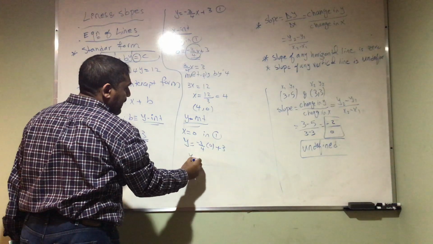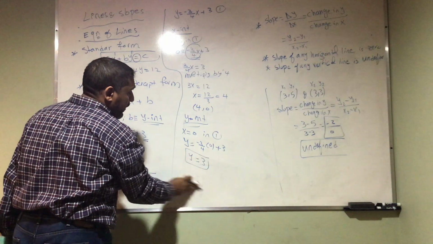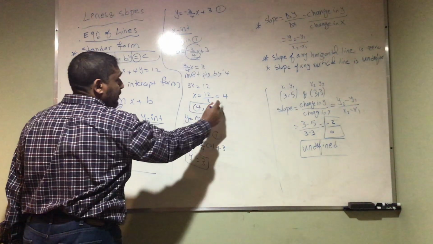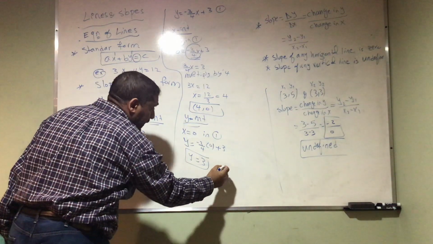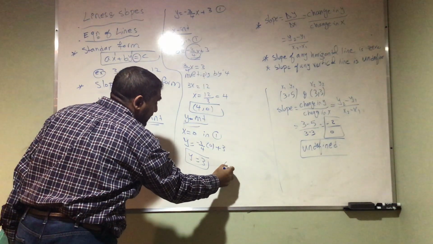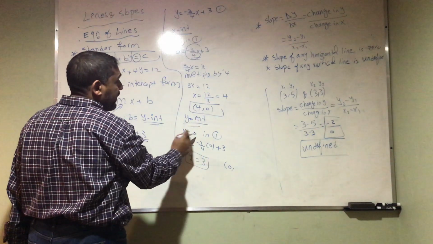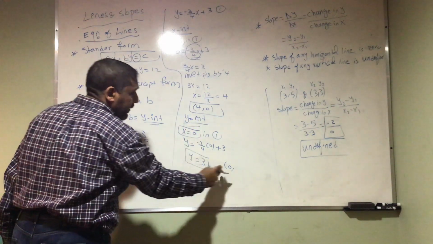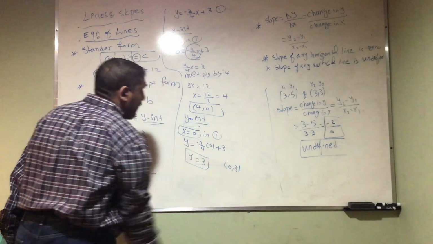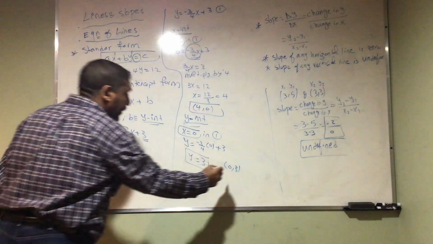So what did you get? Very clear, that is y equals 0. So what is the second point? The first point is 4, 0. For the second one, x is 0. I put x equals 0 here. Then what did you get for y? 3. For y, 3. So now we have 2 points, guys.